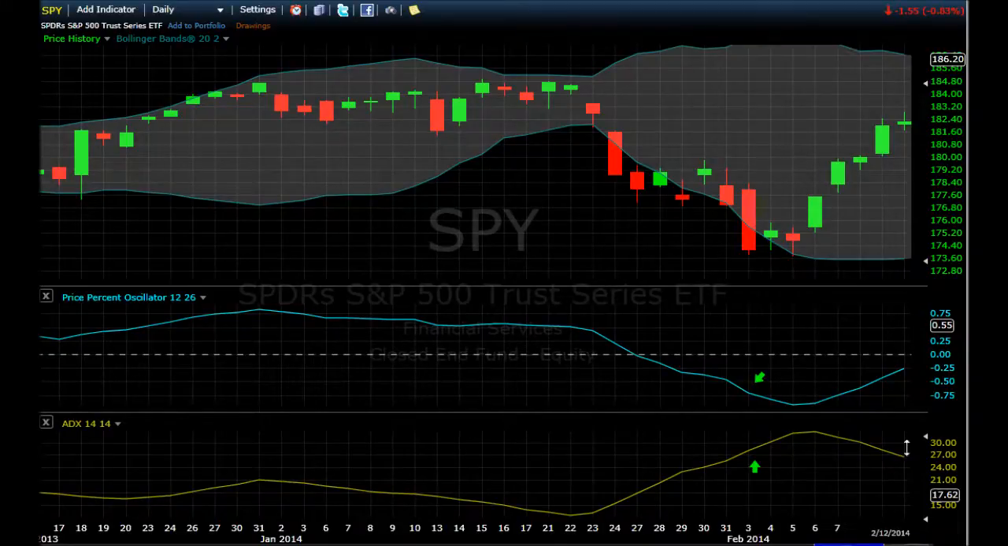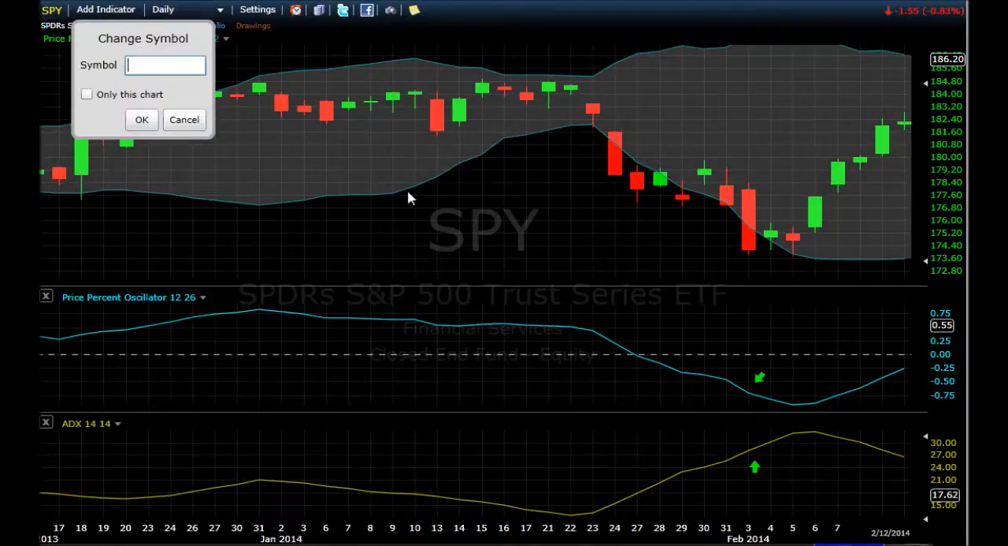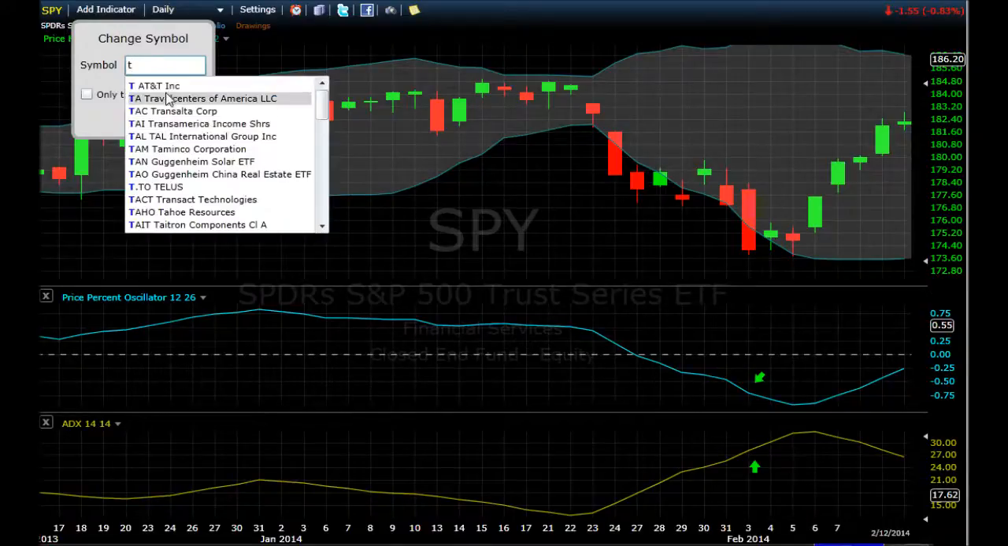Now, as I mentioned, there's no indicator that's 100% accurate. This does not always give you a proper breakout, and I'm going to show you a few stocks here, just as examples that show you where the signal was there, but the stock did not perform the way you would have hoped.